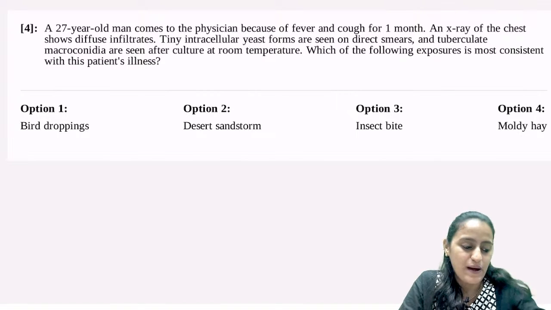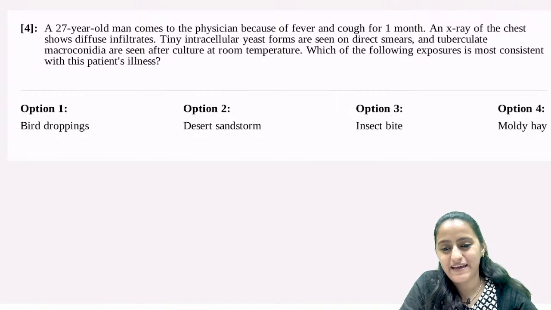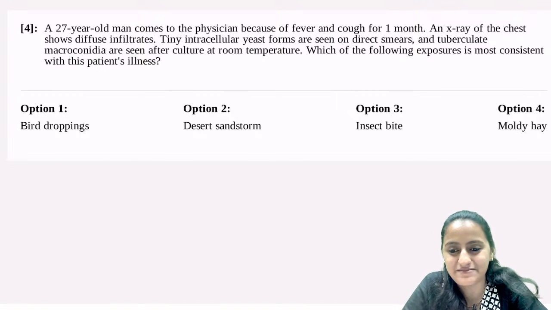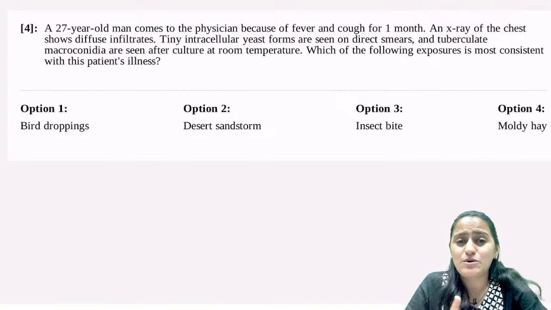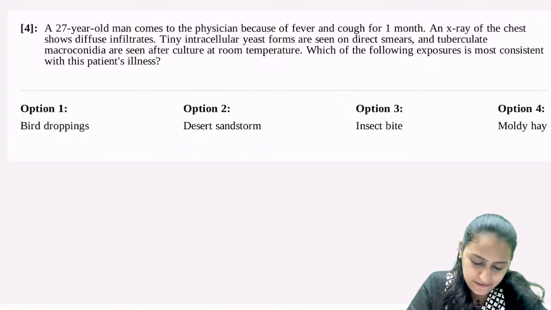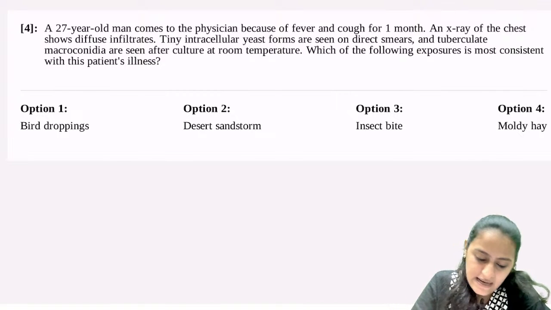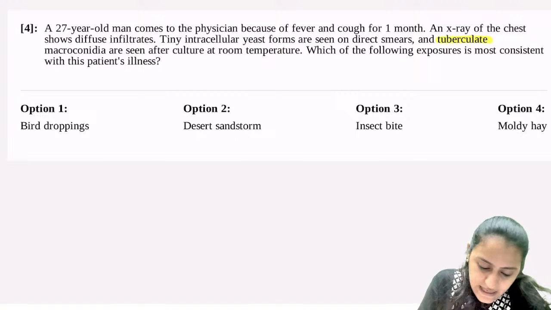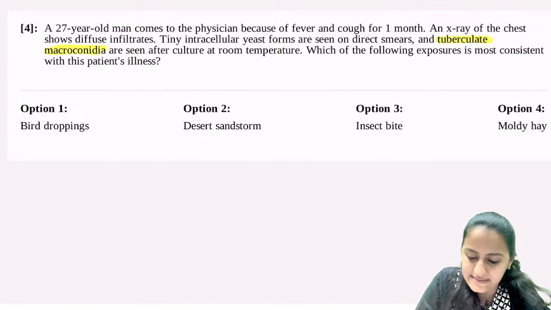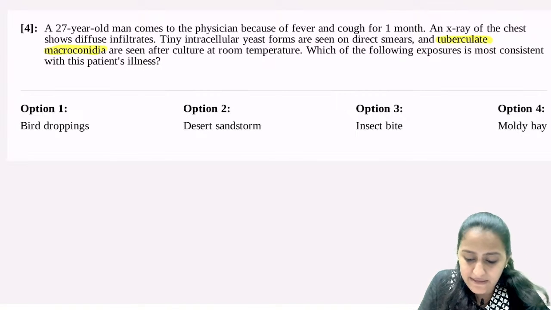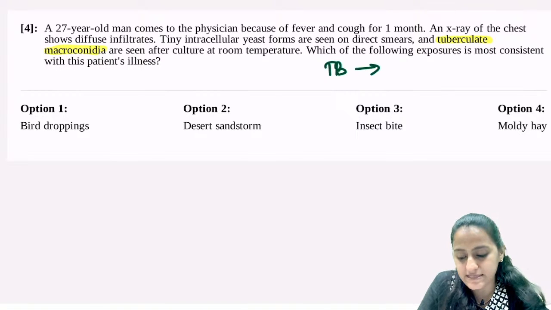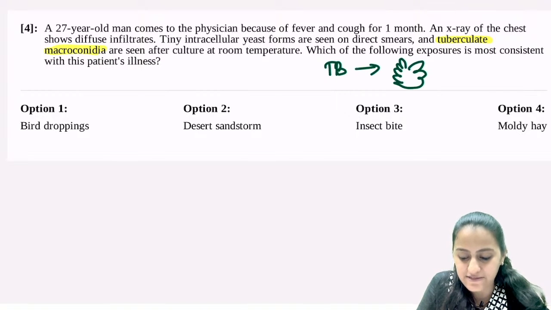So this is a one step, like a two-step question. Very good. Tell me, what is the answer? Very correct, Sharma ji. Right, and all of you have answered it correctly. So what is the major clue that is given here? Okay, so there's fever and cough, chest x-ray में infiltrate है, and you can see the tuberculate macroconidia are seen at culture. So remember this tuberculate appearance, जिसका ऐसे irregular surface होता है.